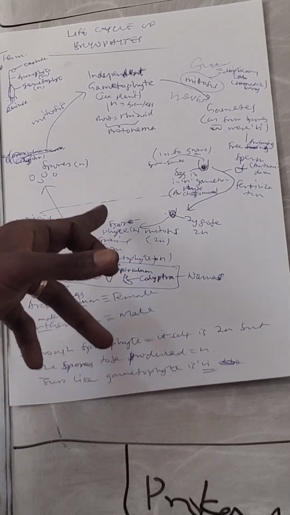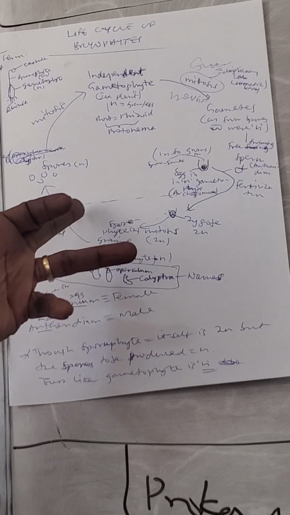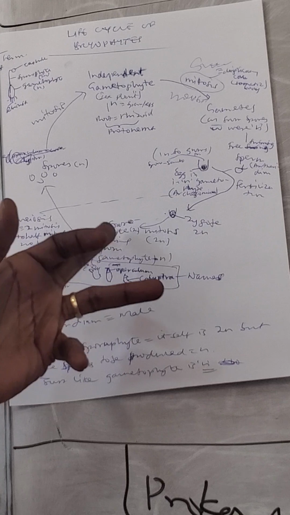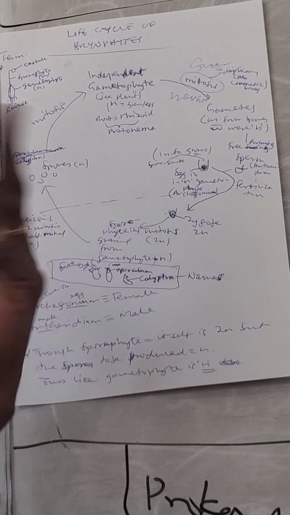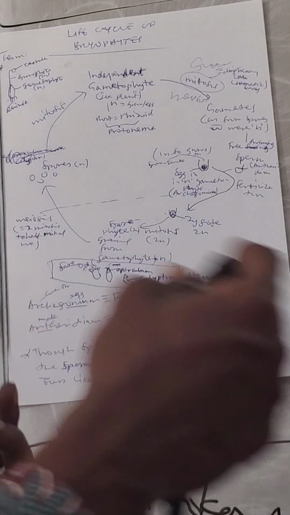Okay. Now the sporophyte will also grow, and then it will form what? The spores. The sporophyte is the spore forming plant, so it will form the spores. To form spores, usually the spores are more or less like your gametes or your sex cells.